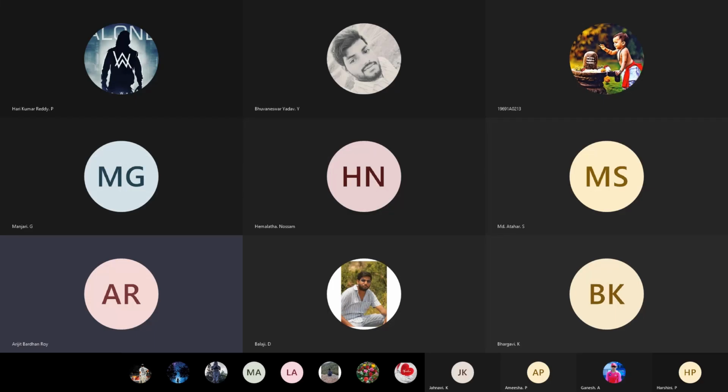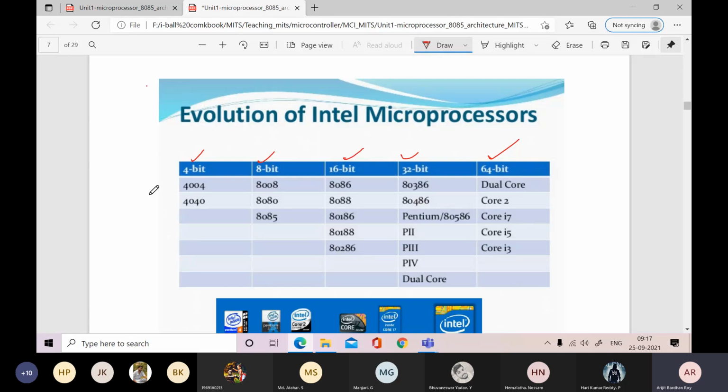So when the 4-bit microprocessor was there, at that time the operand which we were using had to be in 4-bit. So the results, if you were going to analyze some arithmetic operation, at that time you could not analyze or do work with more than 4-bit data. Okay, now after that the 8-bit microprocessor came into the market.